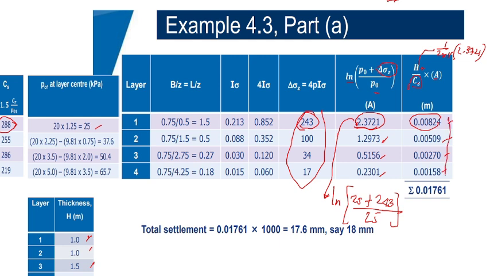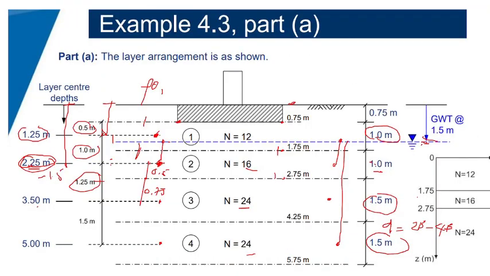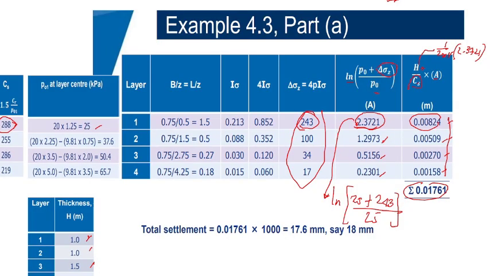If you are going to add all of them, this becomes the total immediate settlement beneath this footing for this particular layer at a depth of, what's the total depth? It's around 5.75 meters. Okay, so this is just the settlement at one footing.